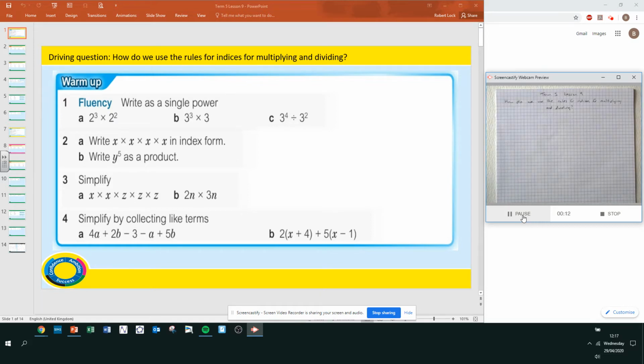First, a few screens with the questions used in this lesson, and then we go straight into showing how to work them out. So, pause the screen, work out the answers. When you're ready, press play.